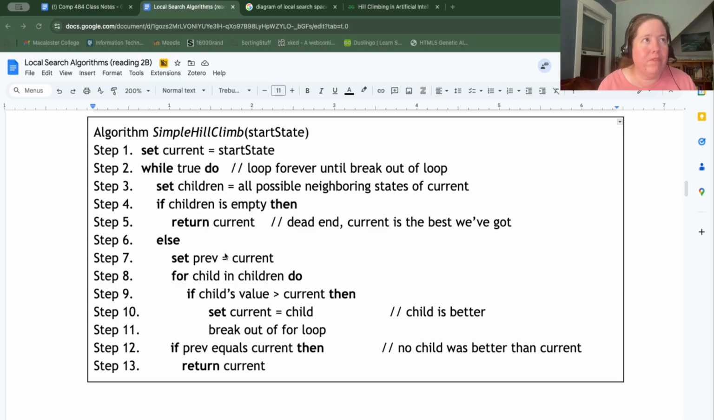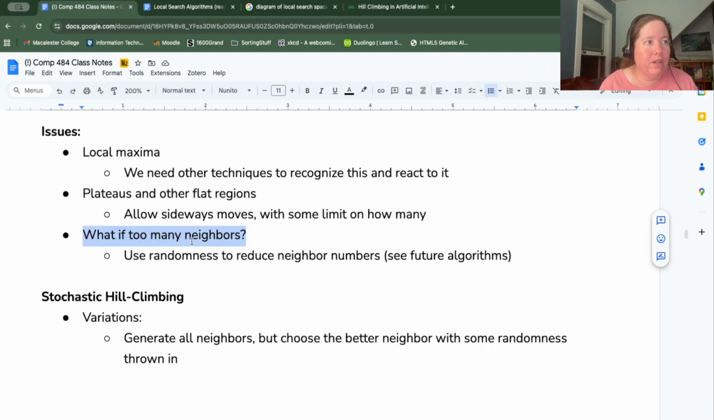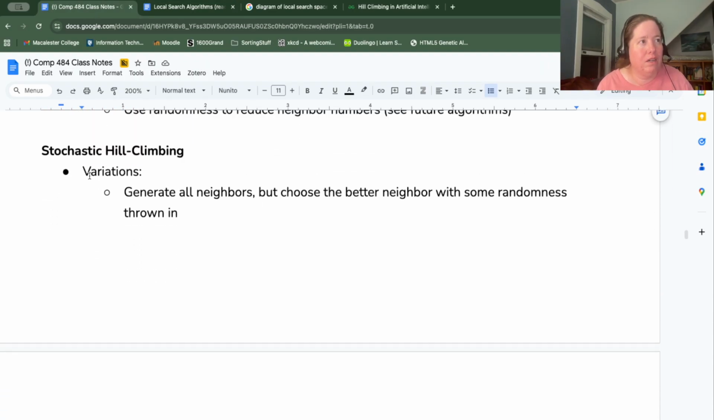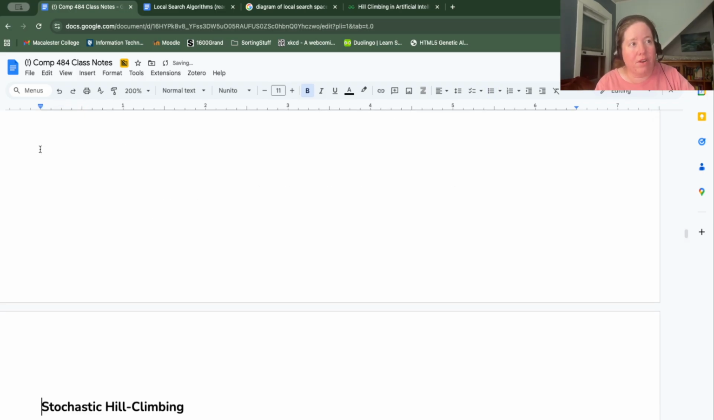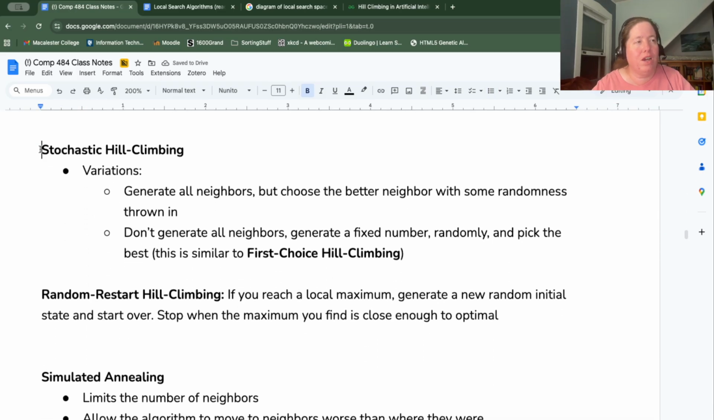All right, I'm going to flip back to my notes just for a moment, because the other approach that I want to talk about right here is stochastic hill climbing. Stochastic in this case meaning involves randomness. And there are different variations of stochastic hill climbing that I have seen in different places.